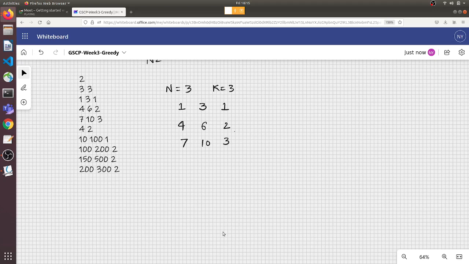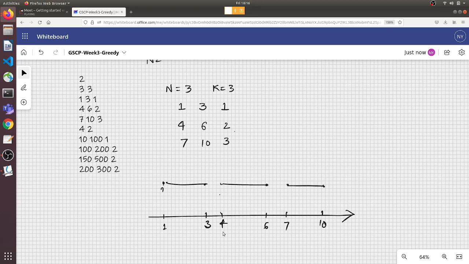So if I plot this, like if I just make a time graph for this, then this is the timeline, and the first customer is coming at 1 and leaving at 3 here. Second is coming at 4, leaving at 6, and third one is coming at 7, leaving at 10. So now, how many customers can be served?